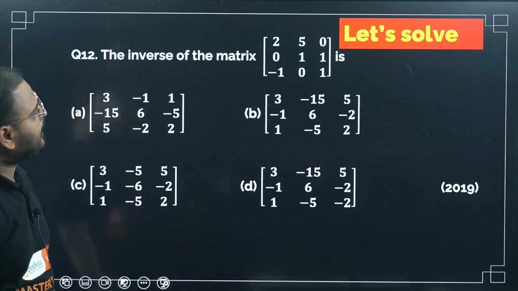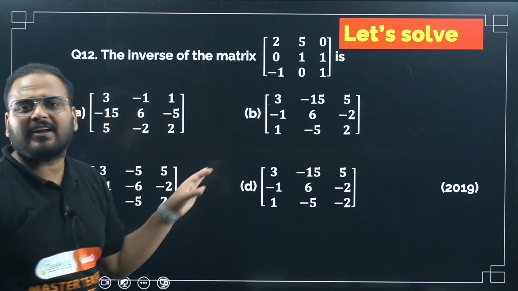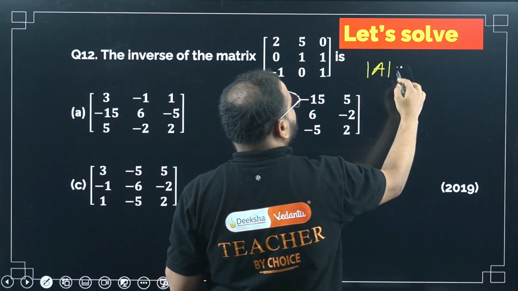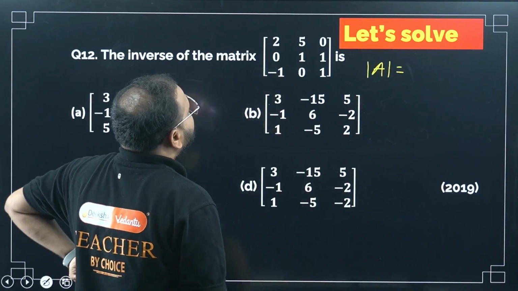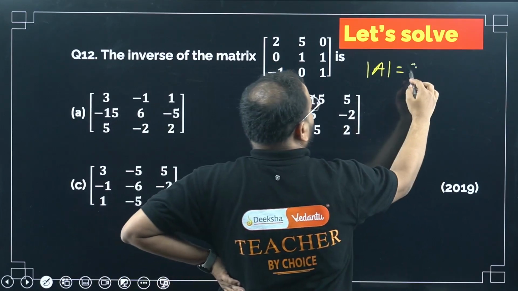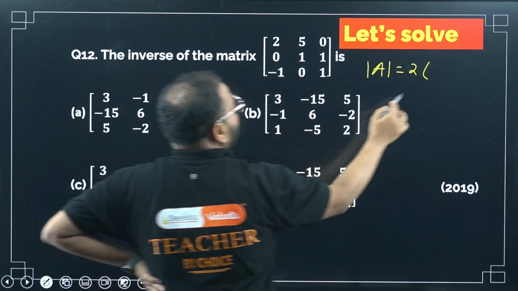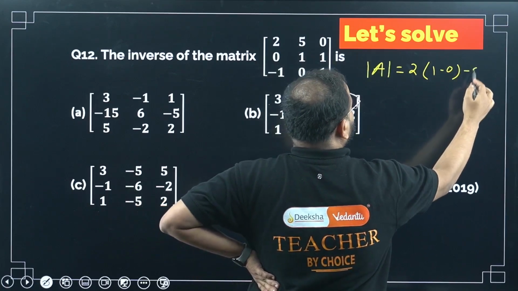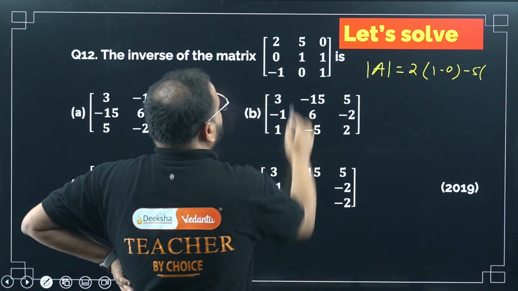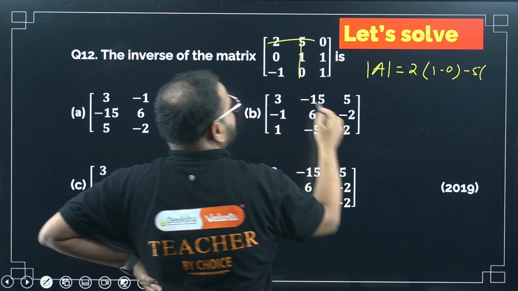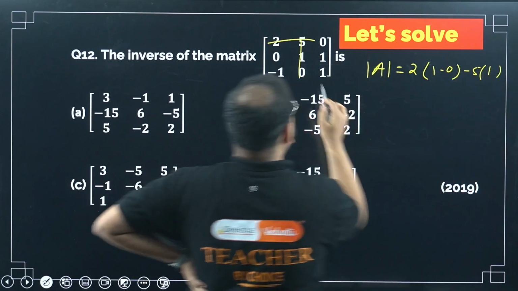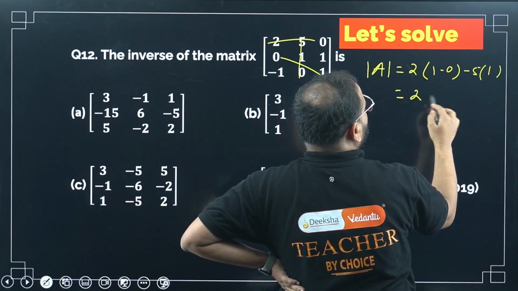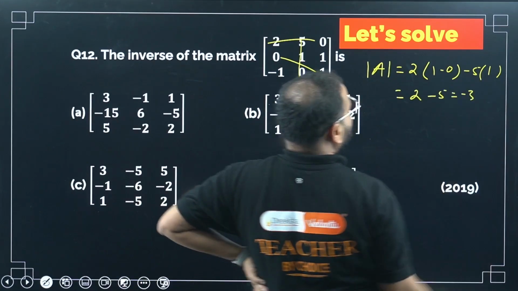Inverse of this matrix, can we find it out? Before finding the inverse, what should we do? First find the determinant. How much will this determinant be? Please check across 2. Across 2, how much will I get? 1 into 1, so 1 minus 0. Across 5, so minus 5 times of, what am I going to get? 0 minus minus 1, so plus 1, correct? This is 0 and this is minus of minus 1, so plus 1. So 2 minus 5, how much is that? Minus 3, right?